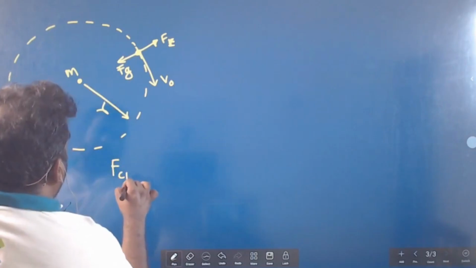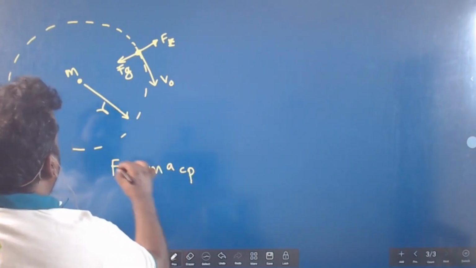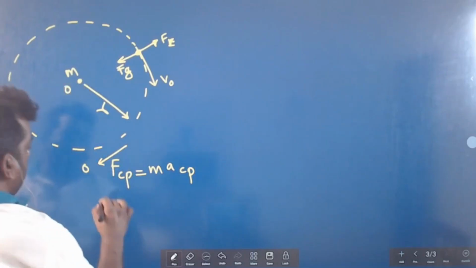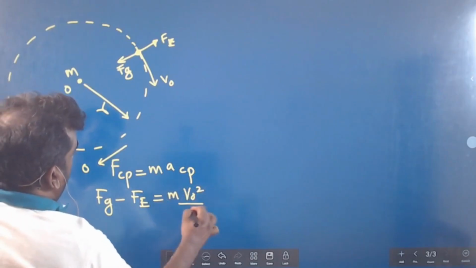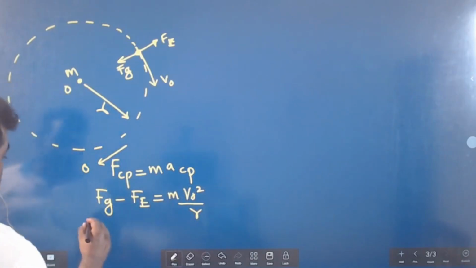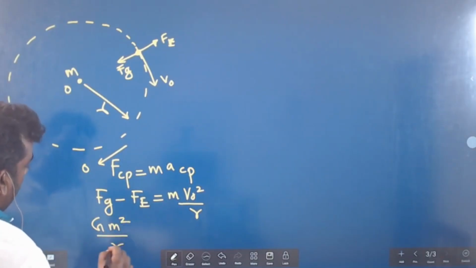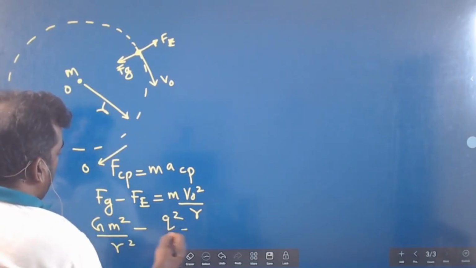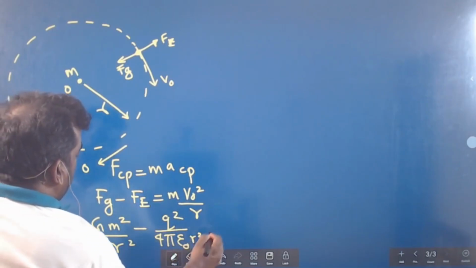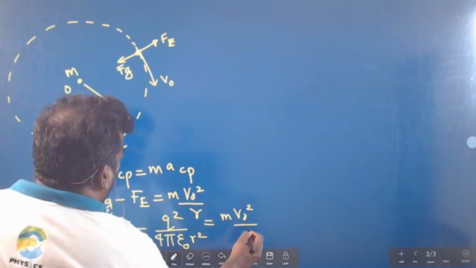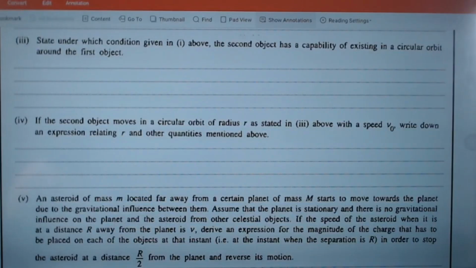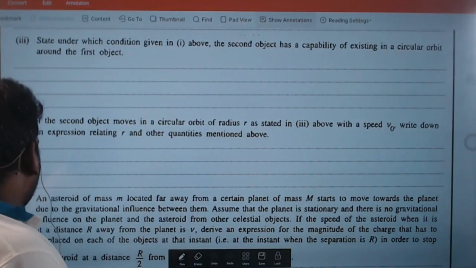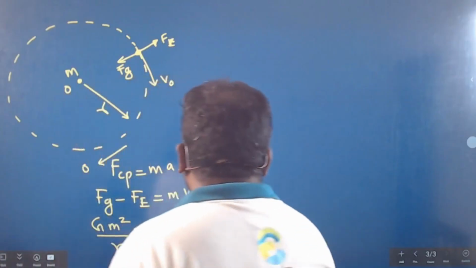So centripetal force, mass into centripetal acceleration towards the center O. Gravitational force minus electric force equals m v naught squared over simple r. Gravitational force is capital G m squared over r squared, q squared over 4 pi epsilon naught r squared, equals m v naught squared divided by simple r. What are they asking you? Write an expression relating simple r. Right. So we can remove the simple r.